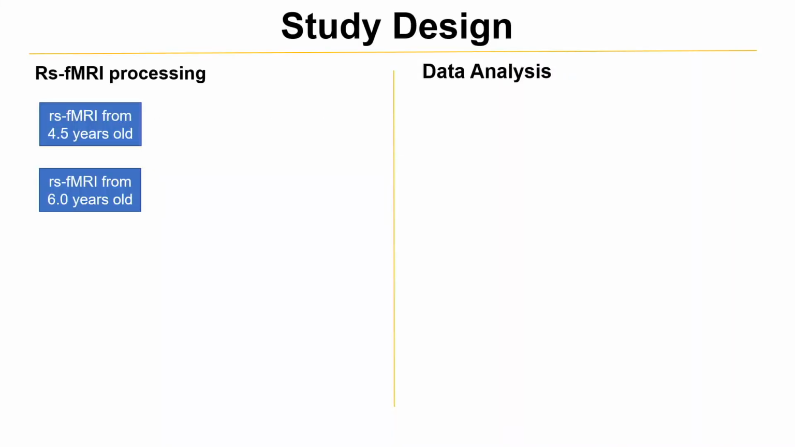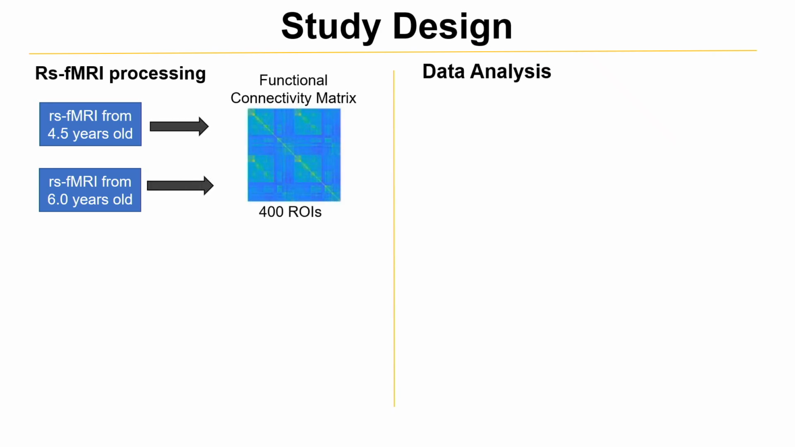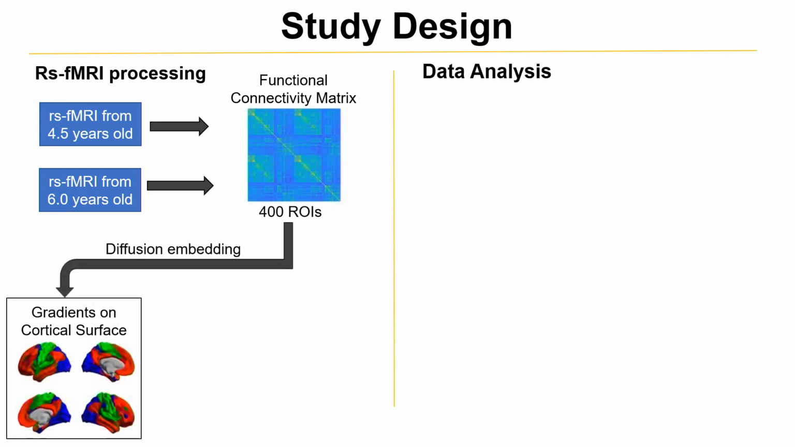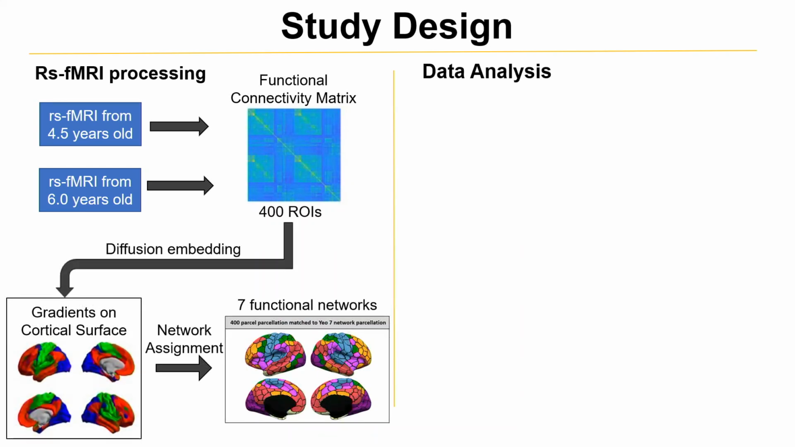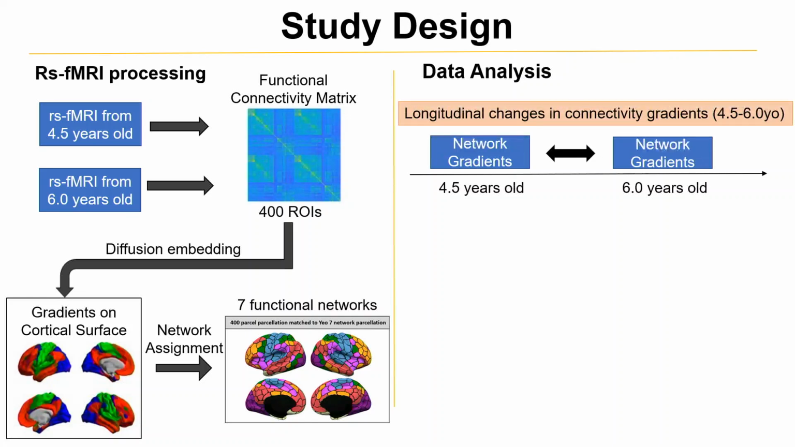So for this project, we'll be using the resting state fMRI scan from the GUSTO dataset from Singapore. We construct a functional connectivity matrix for each of the resting state scans from 4.5 and 6 years old. Then we can derive the gradient patterns and map them to the 7 functional networks. From there, we can look at the gradient patterns at each time point and then investigate the longitudinal changes in connectivity gradients within the same individuals.